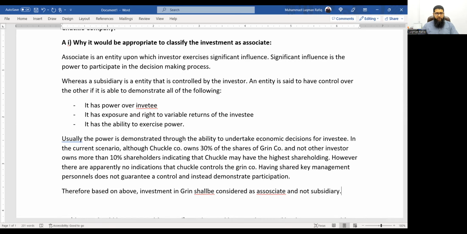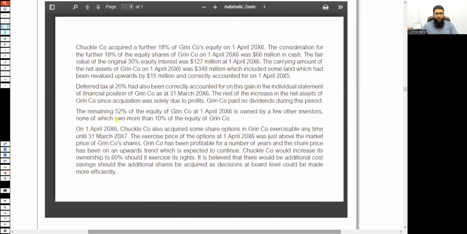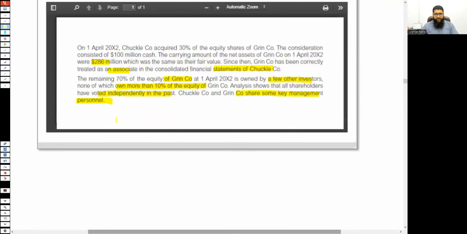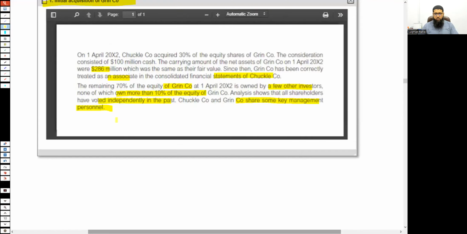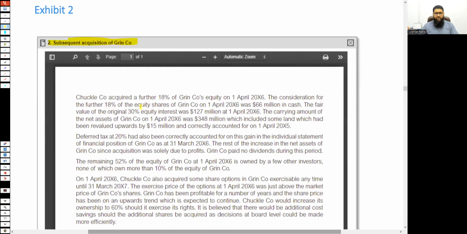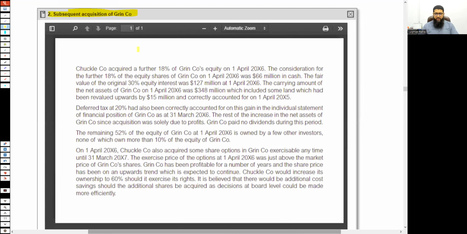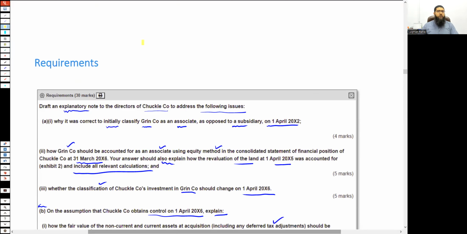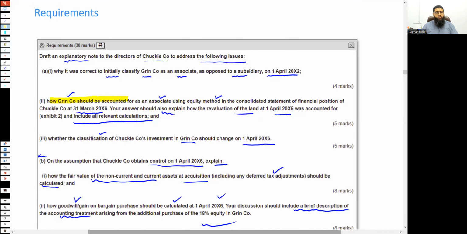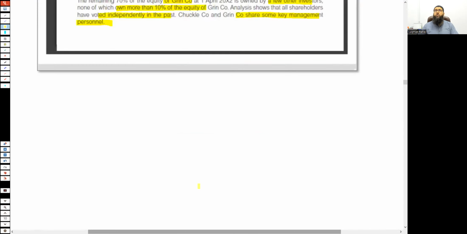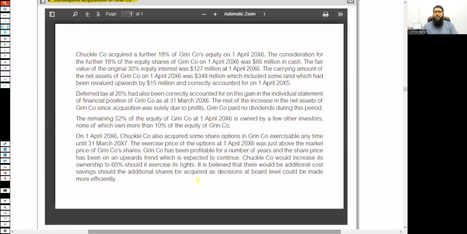We'll move on to the next part of the question. With respect to the next part, the examiner says you acquired it for 100 million cash, and the carrying amount of net assets on 1st April was 286 million. Then the third is more information. So what is the requirement of the question? The requirement is how Green company should be accounted for as an associate using the equity method of accounting at 31st March 6. So that's what you have to comment on. I'll open this in front of you so that you can review it, and let's give it a try, please.